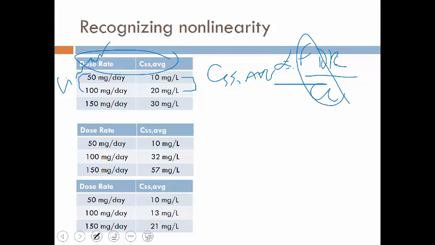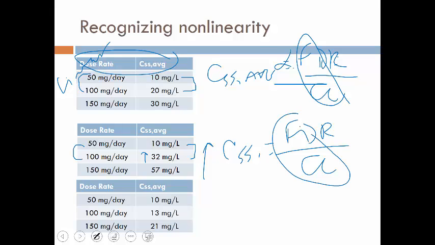Now, how about here, where we go from 50 milligrams a day to 100 milligrams a day, but instead of seeing 10 to 20, we see 10 to 32 milligrams. So this is higher than what we expected, right? So therefore, if it is higher than what we expected, then either bioavailability has to be higher or clearance lower than expected, and it is probably concentration dependent. Here's another example going from 50 to 100, and you go from 10 not to 20 but 13, so this is lower than what was expected.